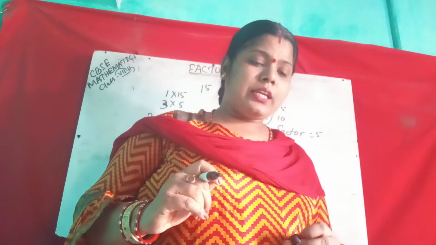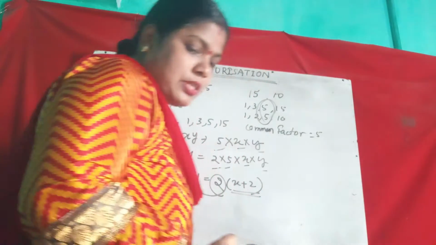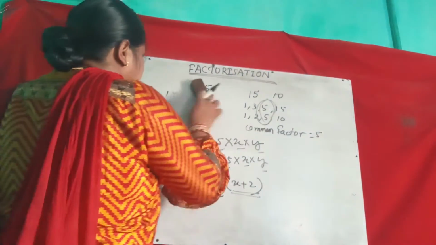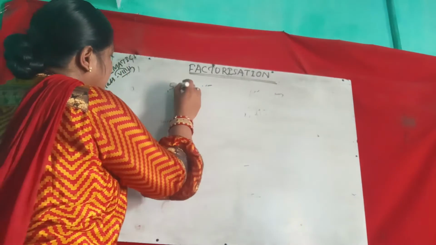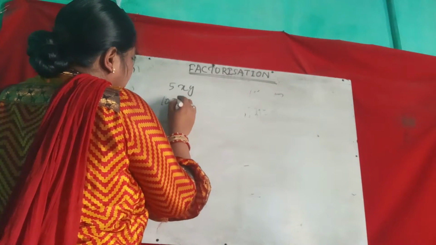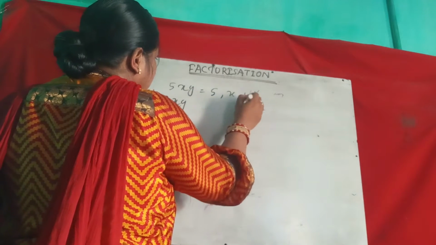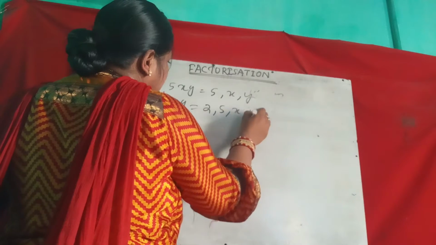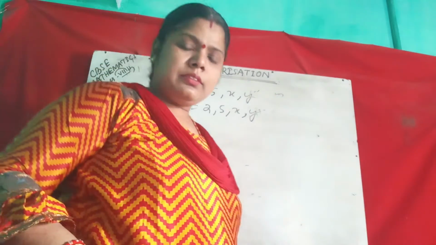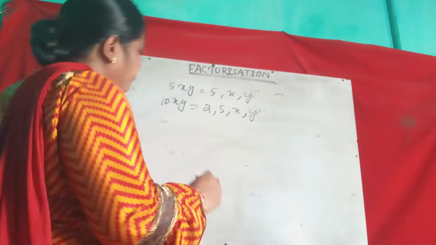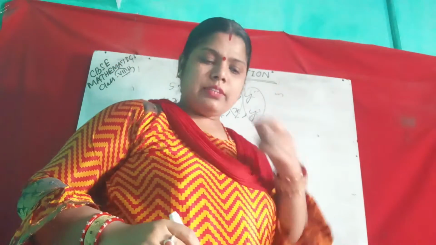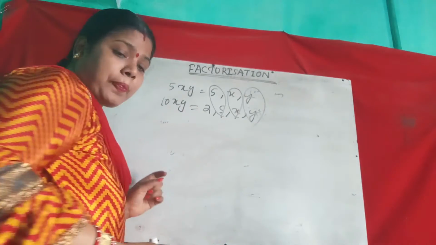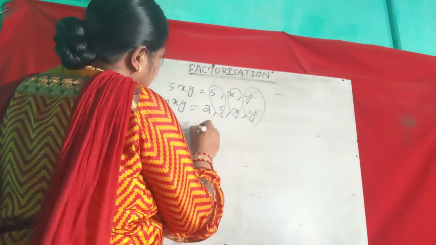Like this, how do we find the common factors in algebraic expressions? Suppose 5xy and 10xy. 5xy is 5xy, and 10xy is 2 into 5xy. So what are the common factors? Here 5xy is common.